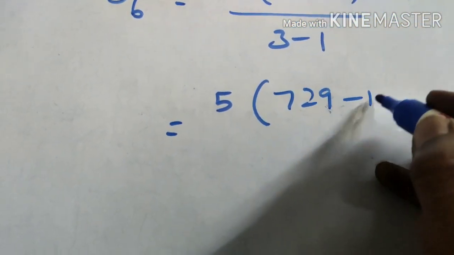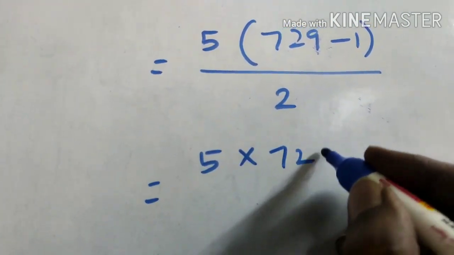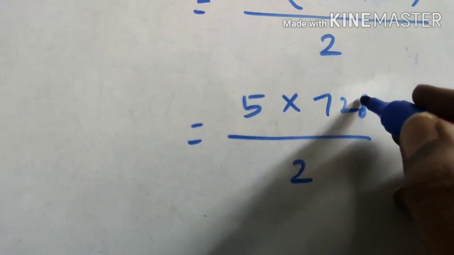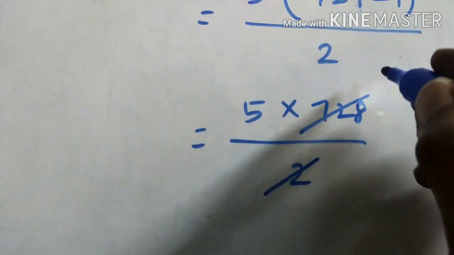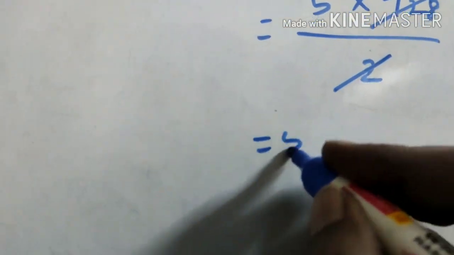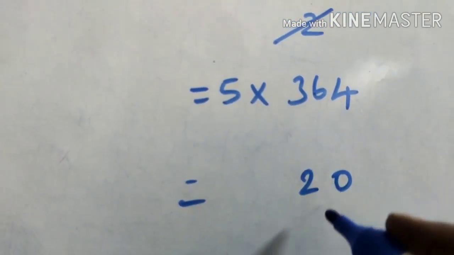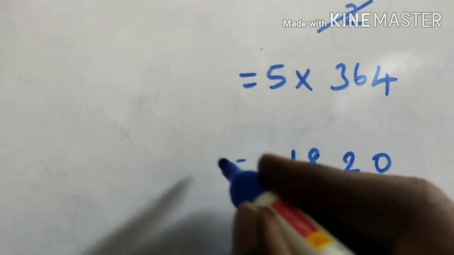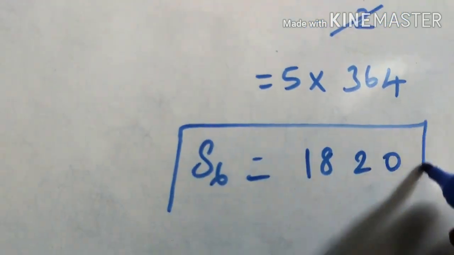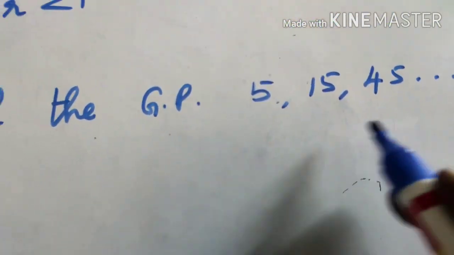So the answer is 729 minus 1 by 2, which is equal to 5 into 728 by 2. If you cancel 728 and 2, you get 364. So 5 into 364. If you multiply, 0, remaining 2, 30, 32, 2 remaining 3, 15, 18. So S6 is 1820. That is the addition of all these terms.